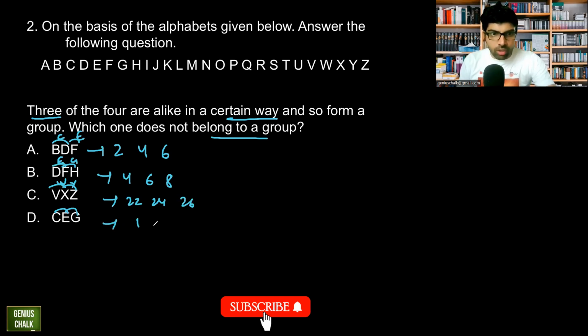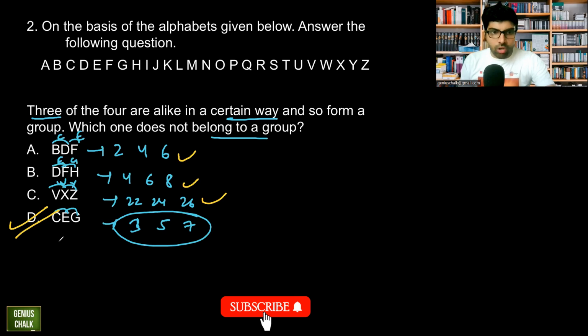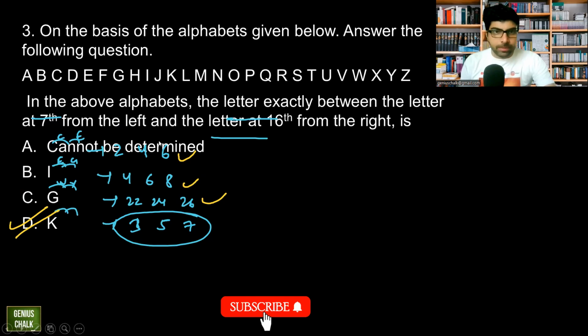And here, if you talk about it, it is 1, it is 3, C is 3, E is 5, and G is 7. This is the only one which is having odd numbers. Rest all others have even numbers. So this has to be the odd one out because on the basis of sequence, all letters are same. They are leaving one letter, skipping one letter in between.